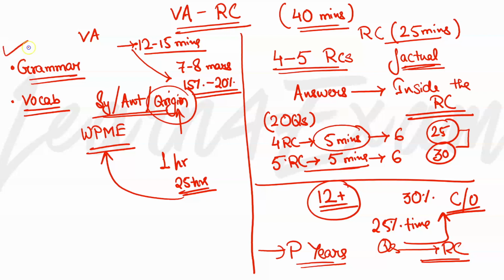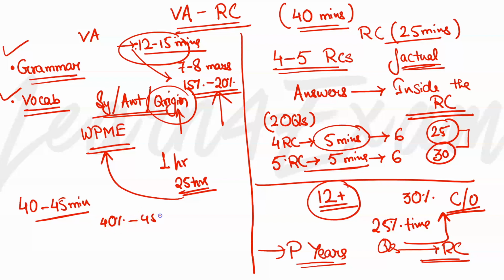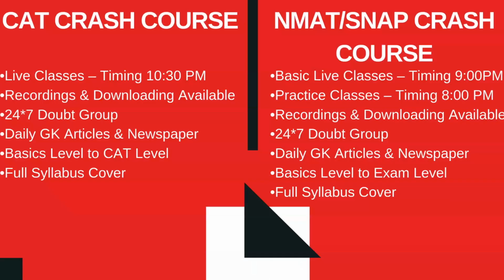But yes, grammar and vocab, 12 to 15 minutes, getting you a score of 15 to 20% of the cutoff is really a very, very good deal that I can ask you for. So if you mix these two sections up, you would be taking somewhere around 40 to 45 minutes at a maximum, and you would be scoring somewhere around 40 to 45% at a minimum of the overall cutoff. A very, very good deal.